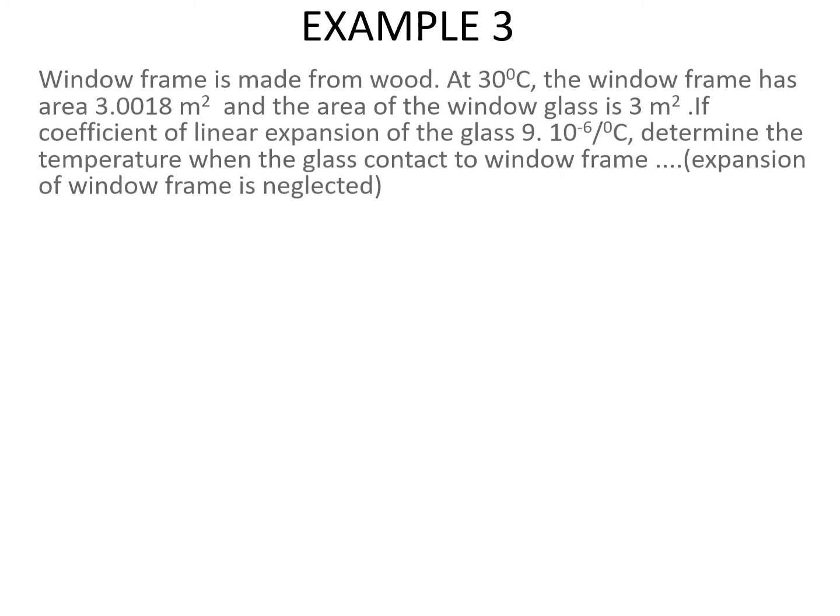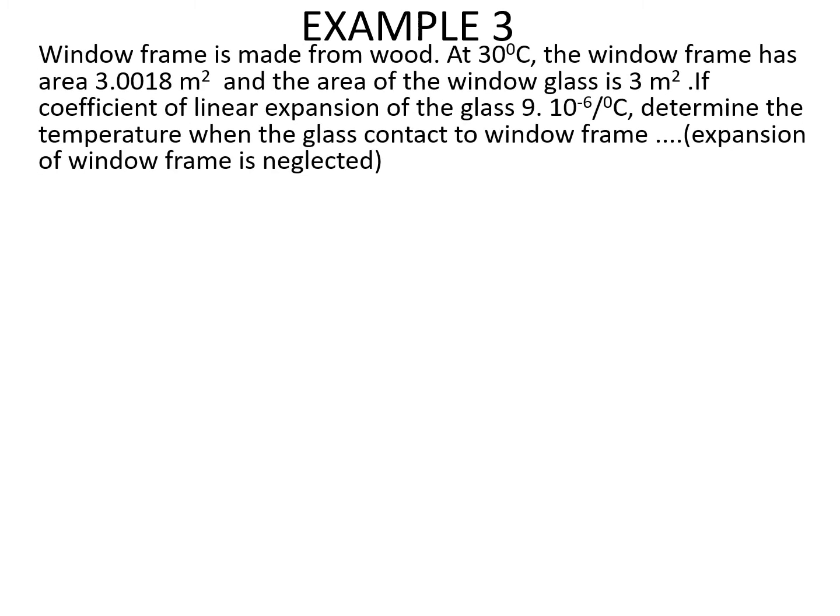Example 3. Window frame is made from wood. At 30 degrees Celsius, the window frame has area 3.0018 meters square, and the area of the window glass is 3 meters square. If coefficient of linear expansion of the glass is 9 times 10 to the power of minus 6 per degree Celsius, determine the temperature when the glass contacts the window frame, if expansion of window frame is neglected.